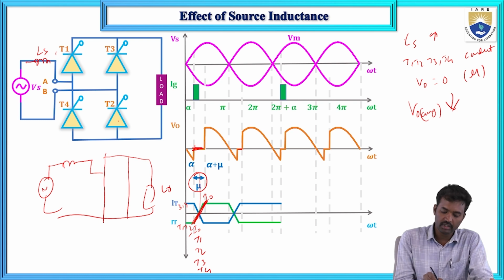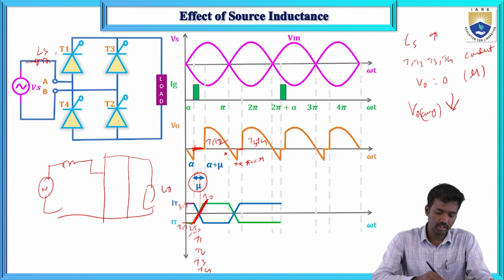And after that, this is pi plus alpha, plus mu. Here T1, T2 will conduct, and T3 and T4 will conduct. The T3 and T4 current also does not decrease suddenly from I naught to minus I naught. So that we will see.